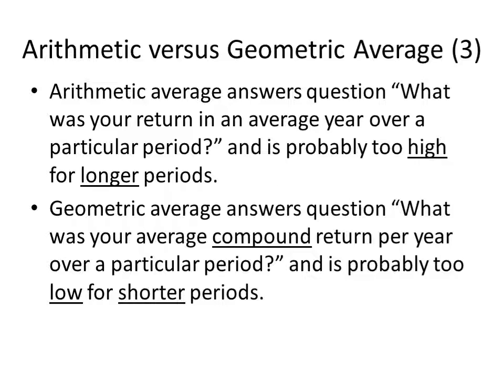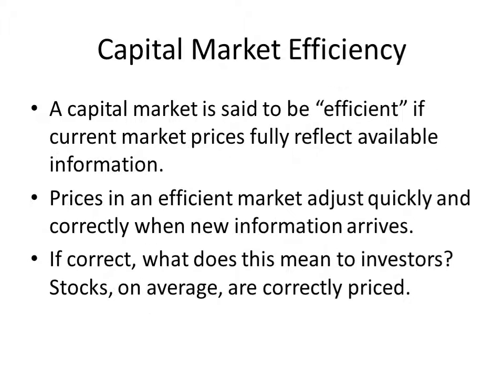So these are things to keep in mind as you decide which of these to talk about. I can't tell you this for certain though. When you are calculating variance and standard deviation, you always use the arithmetic average or arithmetic mean. Never use the geometric.